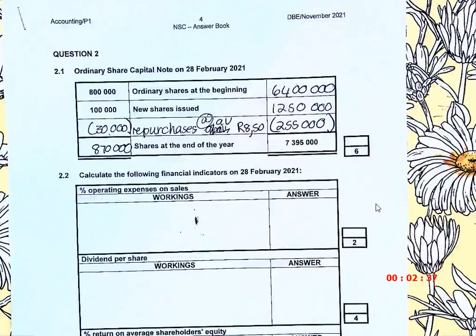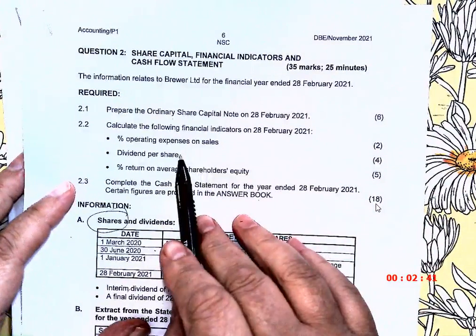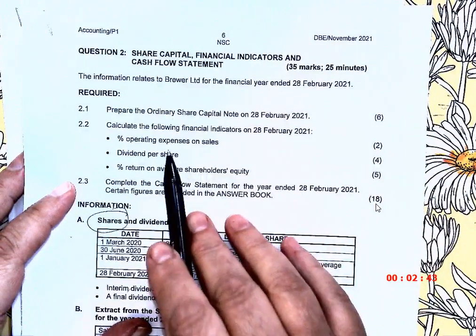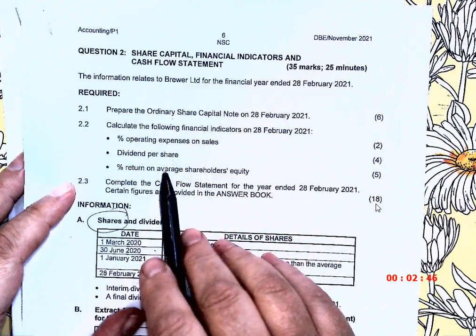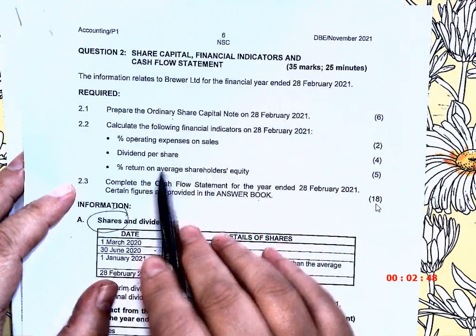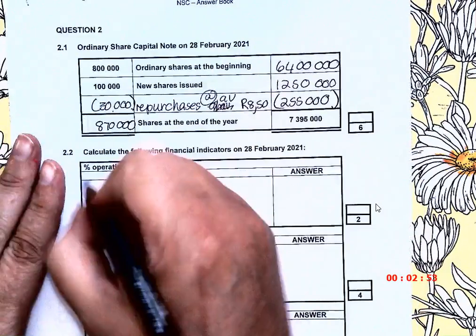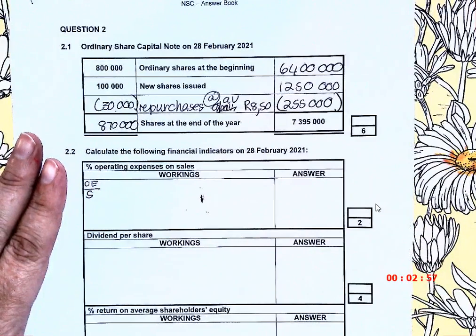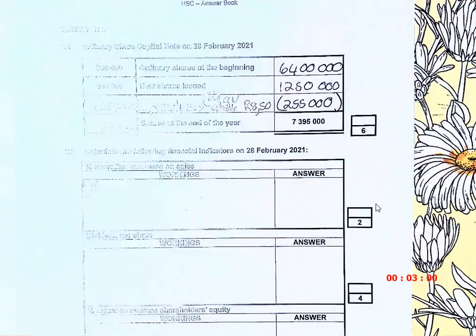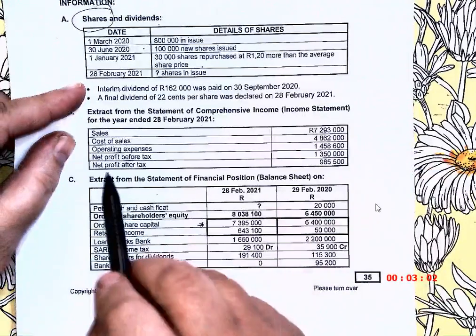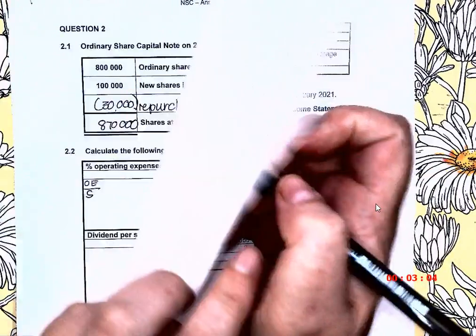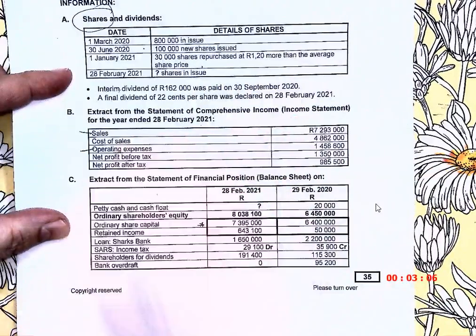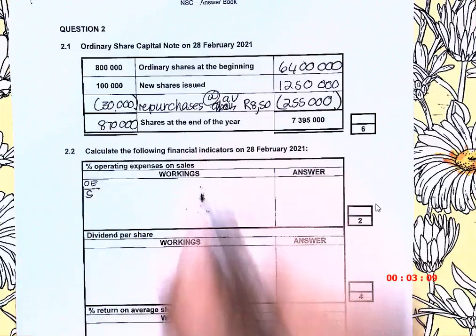Okay, so next one they say calculate. And now these things you must get full marks, and you do not go back to your format sheet. You have to know the ratios. So, operating expenses on sales. They tell you it's operating expense on top, sales at the bottom. I know both of them are income statement. So they give me operating expense and sales. It's both given.